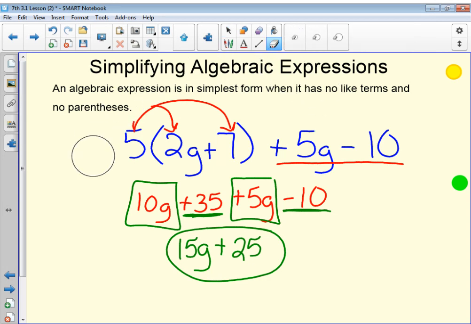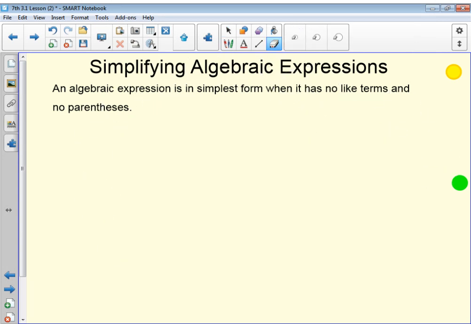All right, I'm going to go ahead and slide one out here for you guys to try. I want you to go ahead and try this one. So go ahead and pause your video and work your way through distributing and then combining like terms, and then check back for your answer.